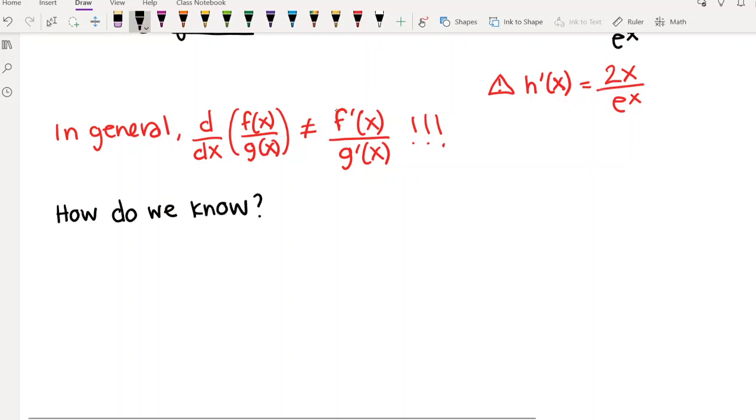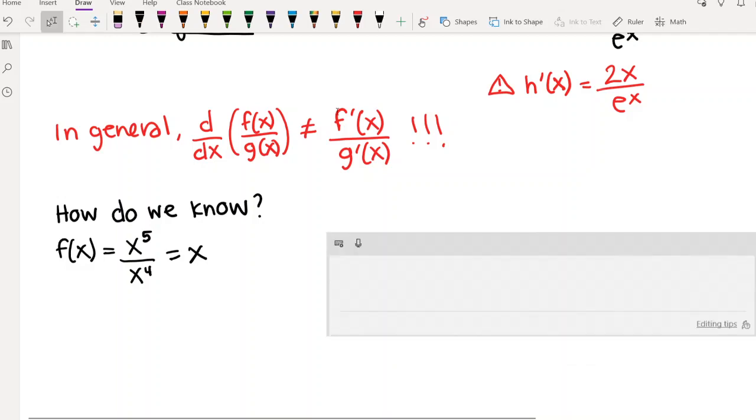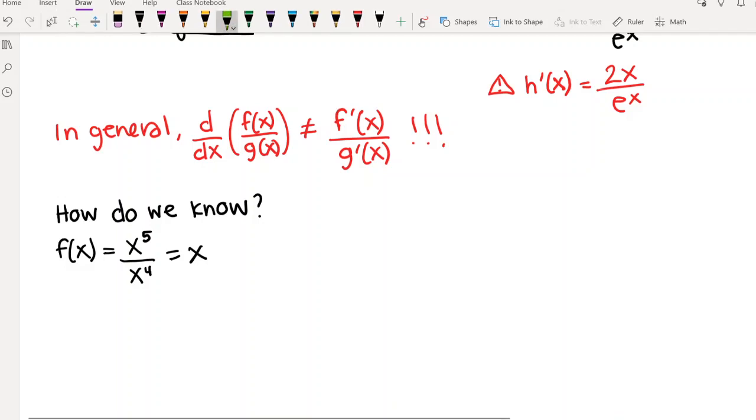So let's say we have the function f of x is equal to x to the fifth over x to the fourth. So that is the same thing as just x, right? Like x to the fifth over x to the fourth, that's x. So we already know how to take the derivative of that. So the correct way to take the derivative of x would be f prime of x is equal to 1.